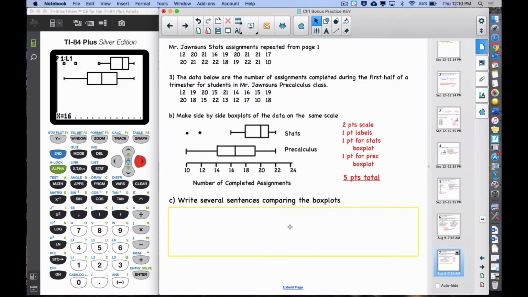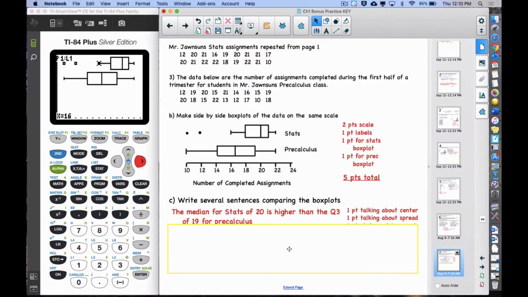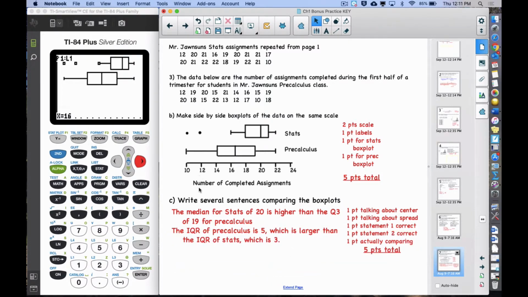And now if we're going to compare, when you are comparing, if you hit all the things of CUS, that's fine. Center, shape, and spread tend to be the ones we look at the most. And with box plots, shape can be dicey. So for sure, you need to talk about center and you need to talk about spread. For the center, you can talk about the medians. The median for stats is higher than the median for pre-calculus.